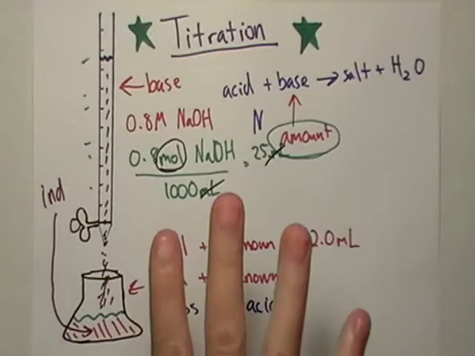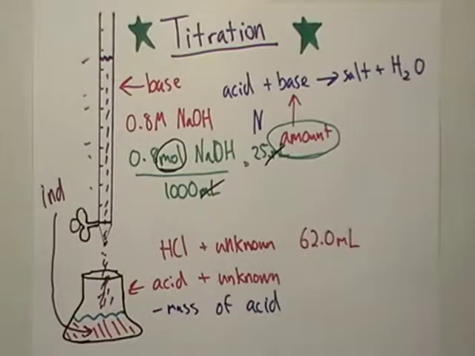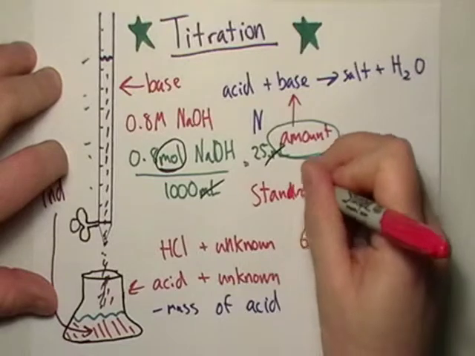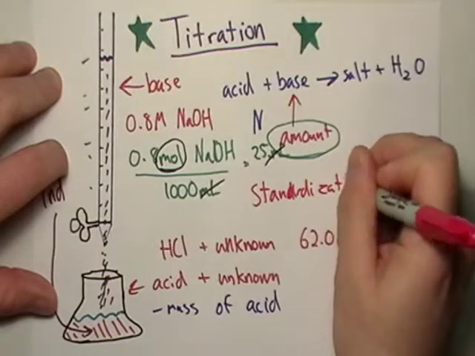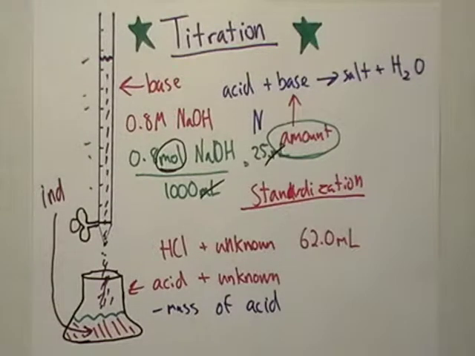Because when it's exactly neutral, we still don't know anything, right? But at the moment that there's just a little more base than acid, we're going to notice a color change. So we actually call that standardization. We can't call it neutralization because it's still a little bit basic, but we call it a standardized solution. So let's go back to our example here.